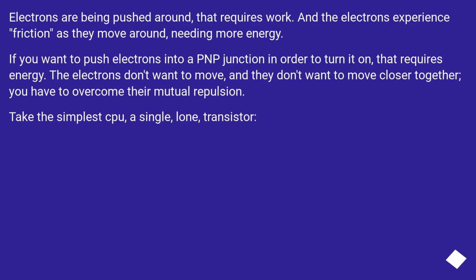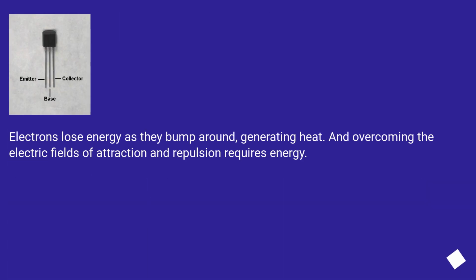Take the simplest CPU, a single, lone transistor. Electrons lose energy as they bump around, generating heat. And overcoming the electric fields of attraction and repulsion requires energy.